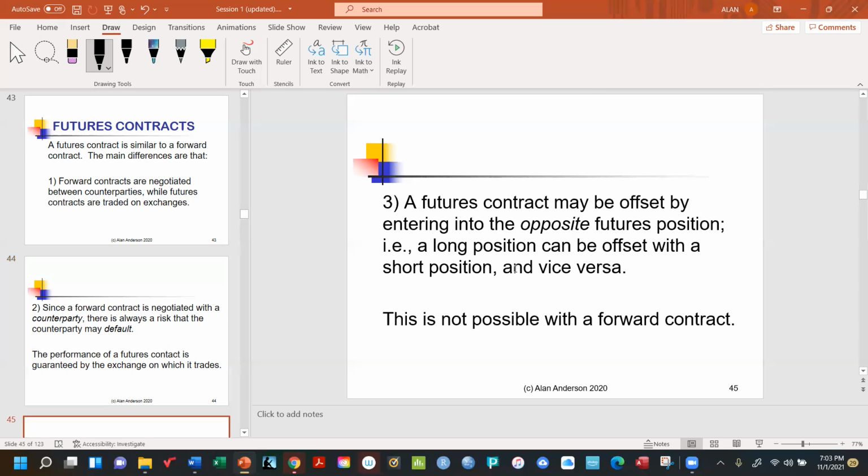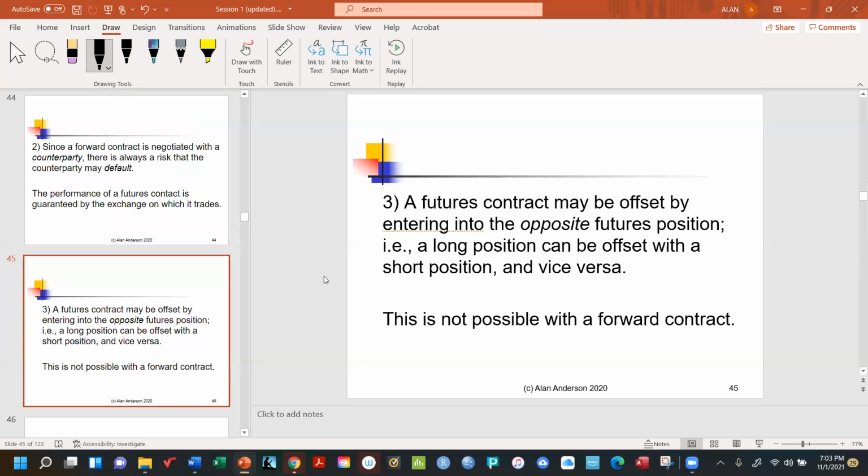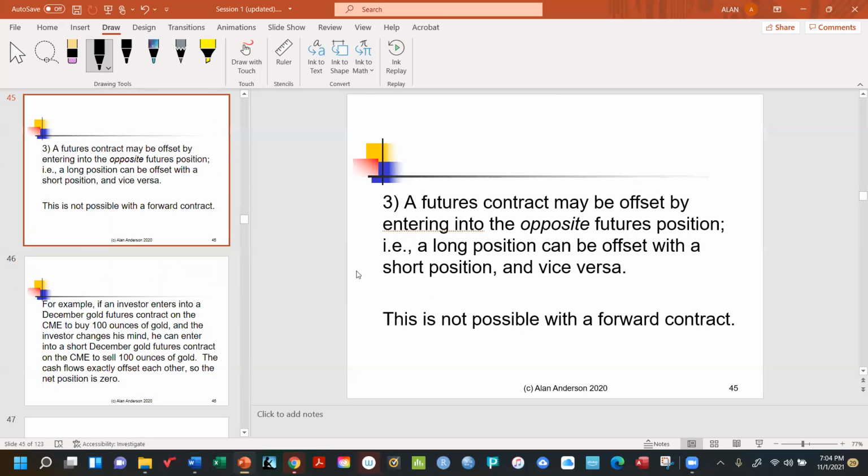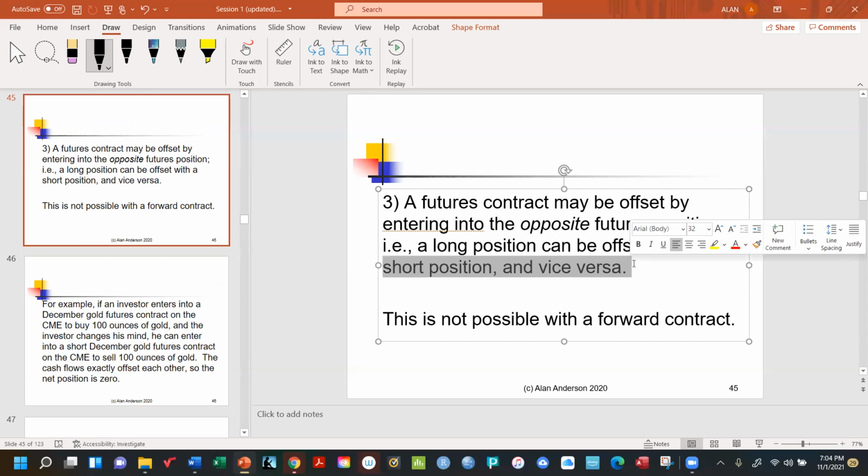All right. What about three? Now, here's where it gets interesting. One of the advantages of having these standardized futures contracts is that it's easy to unwind them or get out of them. I'll show an example in a second. With a forward contract, you've pretty much locked in your position. You could theoretically negotiate with the counterparty to get out of it, but it's not easy. Here, it's simple to unwind your position. What you're basically doing is if you have a long position, you take a short position. And if you have a short position, you take a long position. All right, so now how would that work?